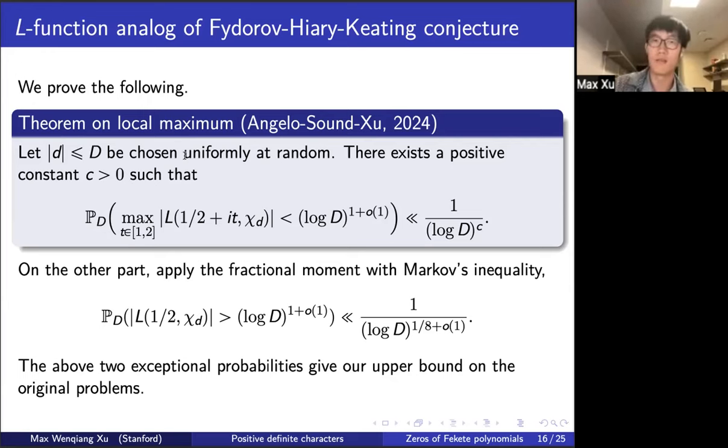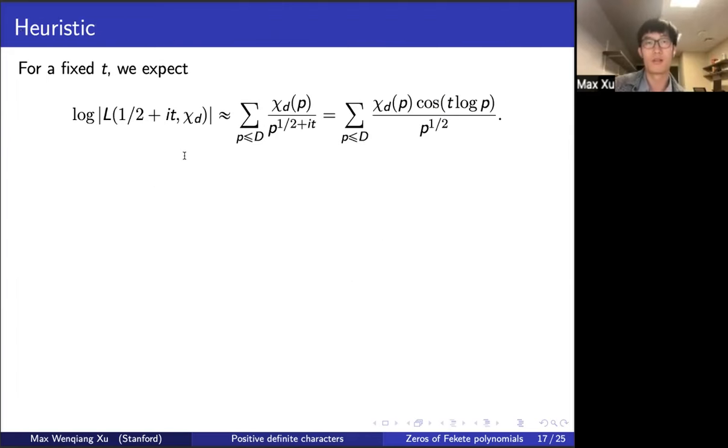Especially if you haven't seen some results about FHK before, I think it's a good thing to do. So I will only remind you of the heuristic, maybe in two slides. So for fixed t, we expect this log of half plus it chi D, just naively. There are probably a lot of mistakes on this slide, it's not a rigorous part, but I just want to persuade you why it makes sense, what the intuition behind this is.